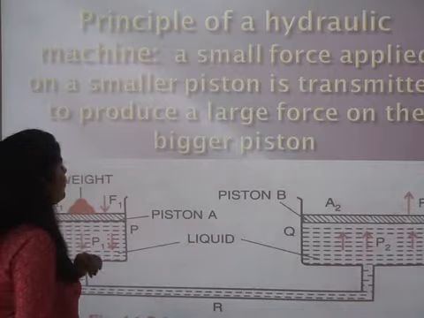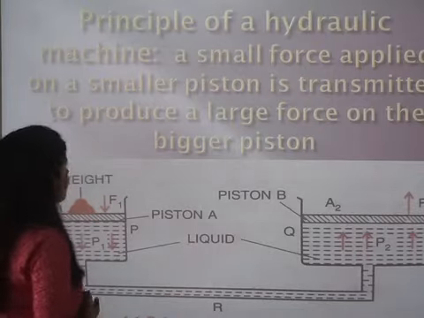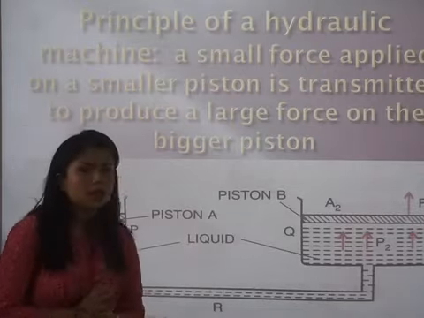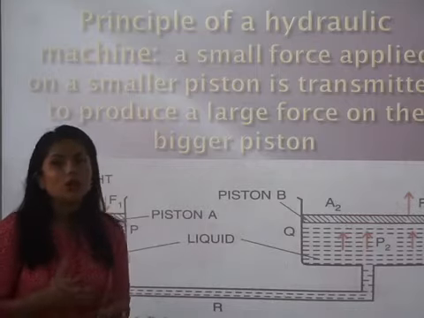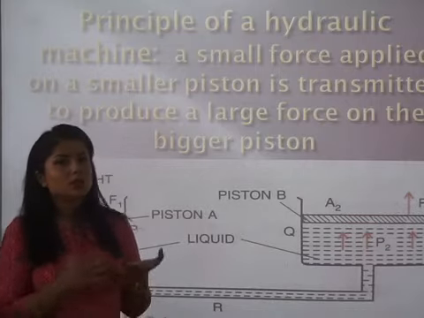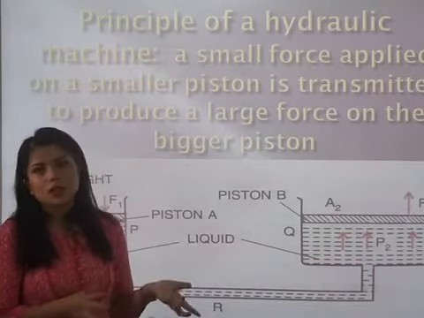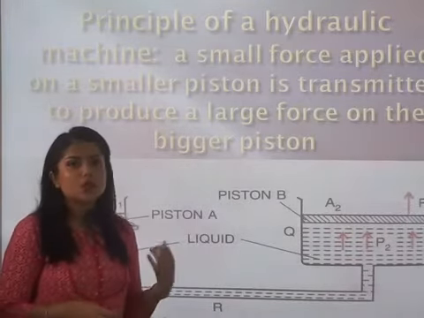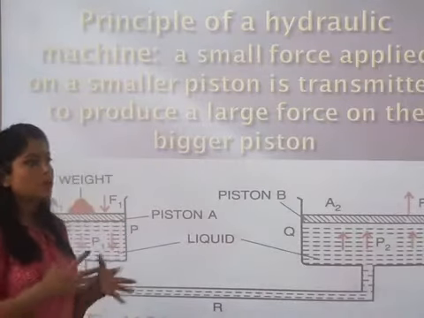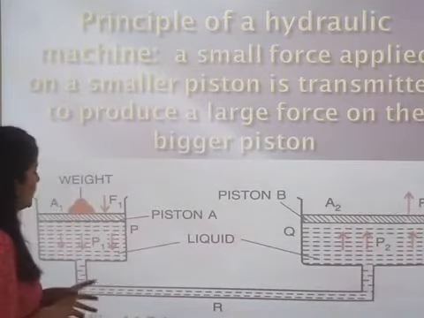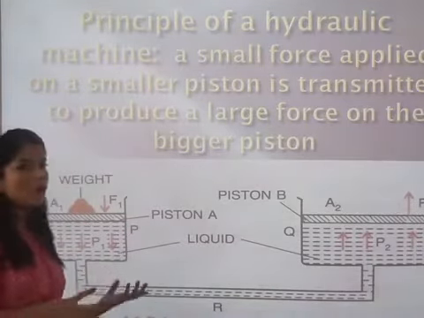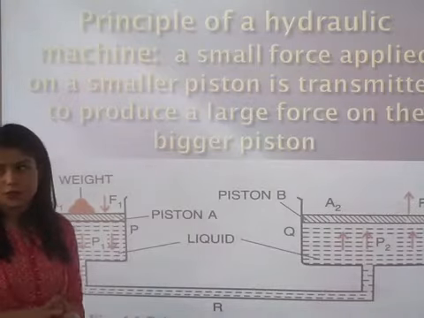Now, this is the principle of the hydraulic machine. I hope you have studied or heard about hydraulic machines. Hydraulic machines are used to lift things, and in machinery like in the cotton industry and many other industries. Hydraulic brakes and many other things use them. This is the basic principle of how a hydraulic machine works.